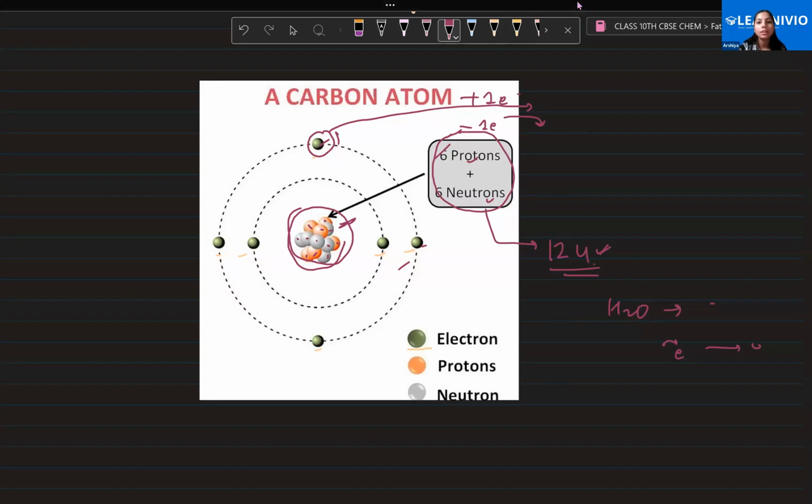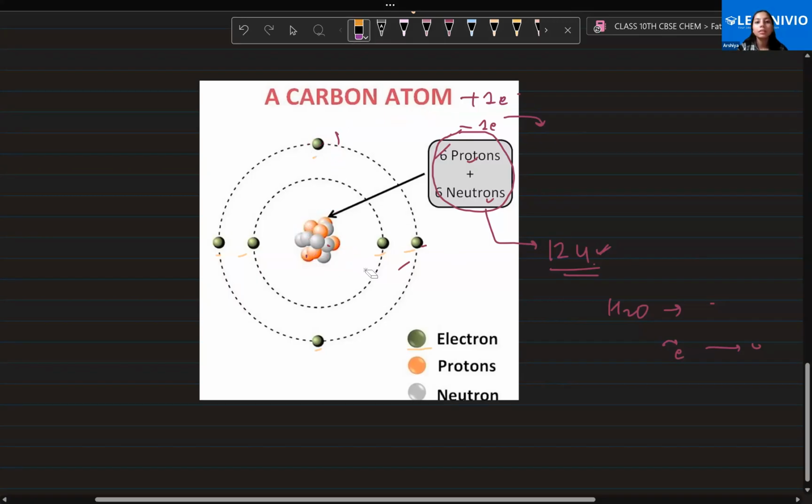Is that clear? Yes. Okay, you can draw this. Ma'am, then isn't it that atomic number will keep on changing? No, it won't change.